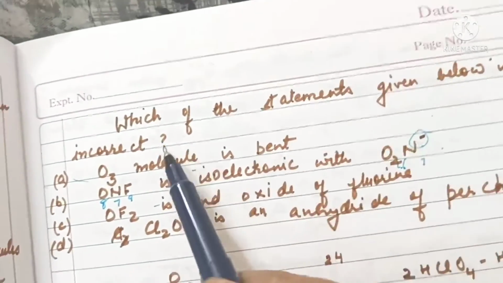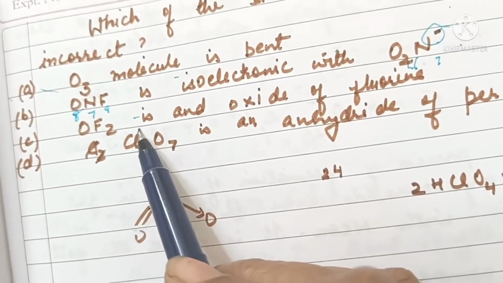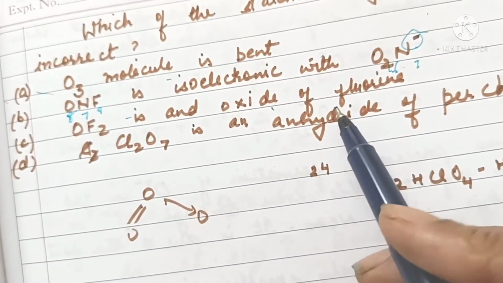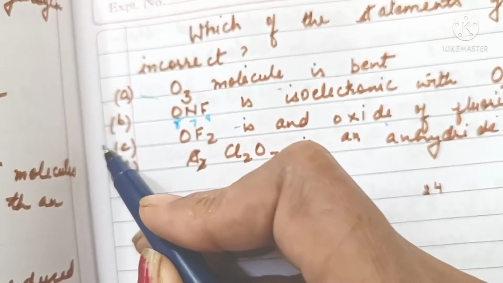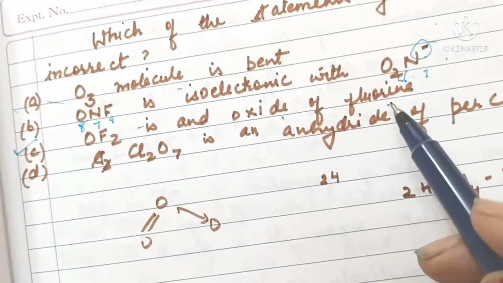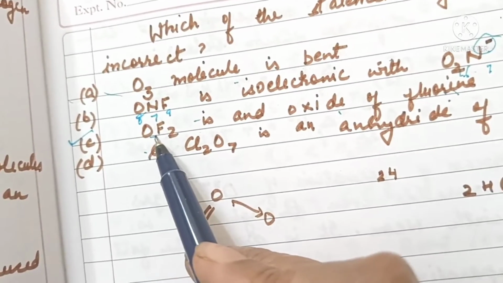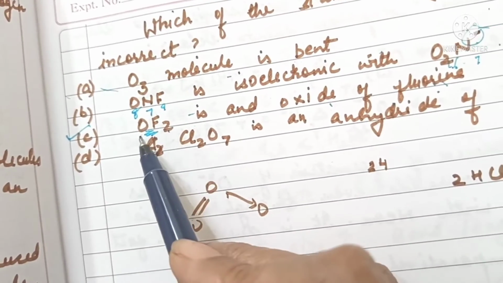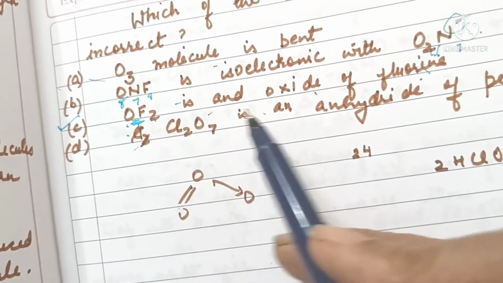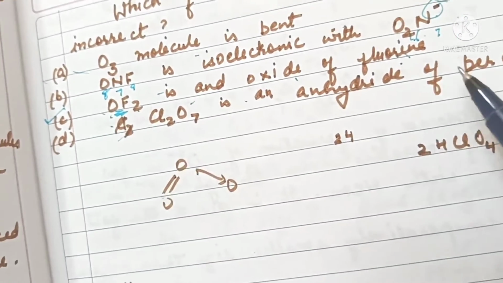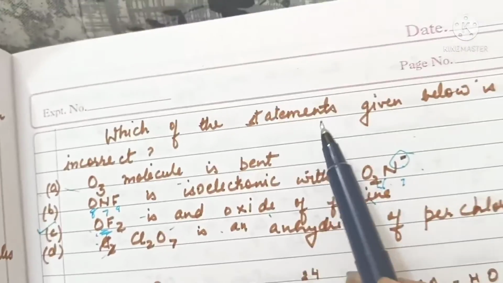We need to know the incorrect statement. OF2 is an oxide of fluorine is not correct. Option C is the answer. It is not correct because fluorine is more electronegative than oxygen. So this is a fluoride of oxygen and not an oxide of fluorine. Option C is the incorrect statement which was asked.